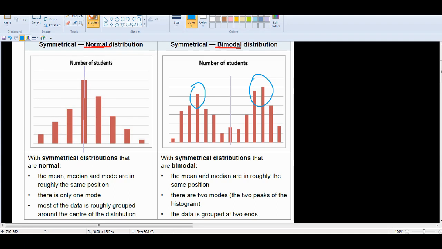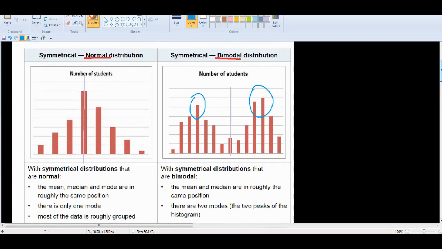On the other hand, if you have bimodal, the mean and median are roughly the same, still around that purple line, but there are two modes. Technically there should still be one if you have two different values, but I mean there are two peaks of the histogram on either side. The data is grouped at the two ends, so there are two clumps, at either side of the data.